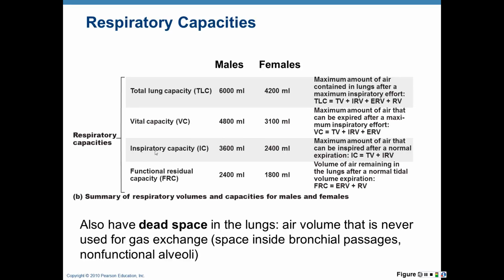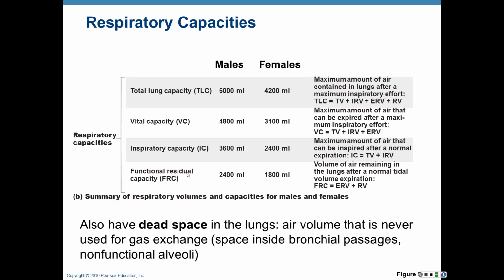Then you have your inspiratory capacity. That's the amount of air that you can breathe in, inspire, after a normal expiration. So vital capacity is how much air you can take in after a maximum exhalation. You blow all the air out of your lungs and then inhale. Inspiratory capacity is the maximum after just a normal round of inhaling and exhaling.